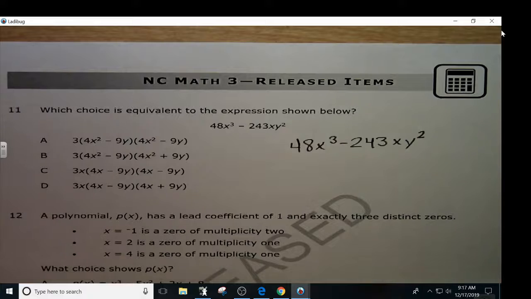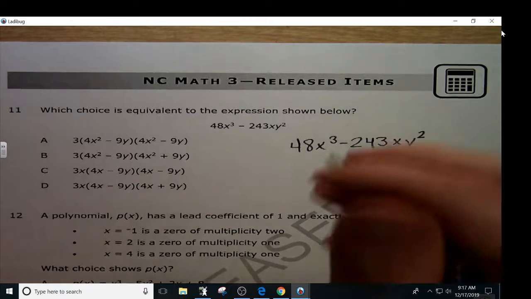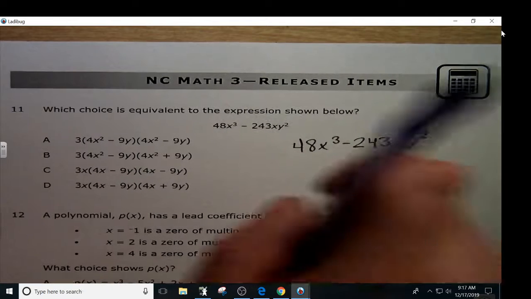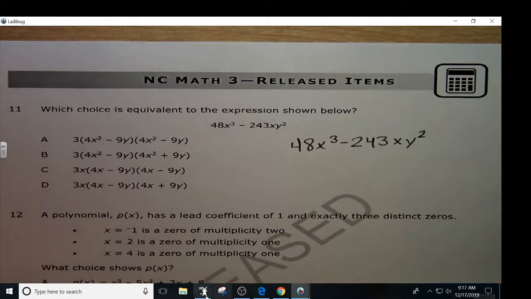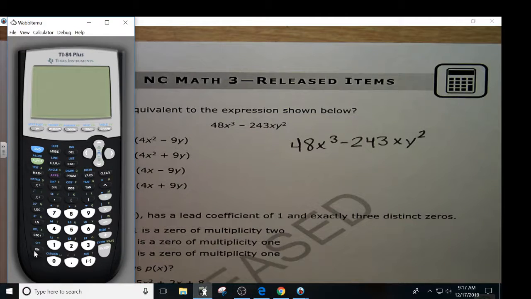Guys, how would you approach this problem? Just looking at the answers, how would you approach this problem? I would factor it, wouldn't you? I'd go ahead and try to factor it. All right. Now, first of all, guys, I'm going to go to my calculator and find out what the GCF is between 48 and 243. Math, number, option 9 is GCD. 48, comma, 243. The GCF is 3.